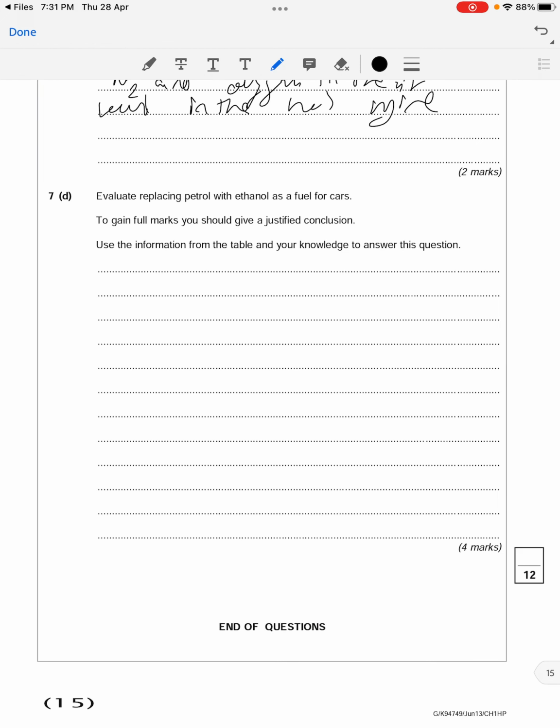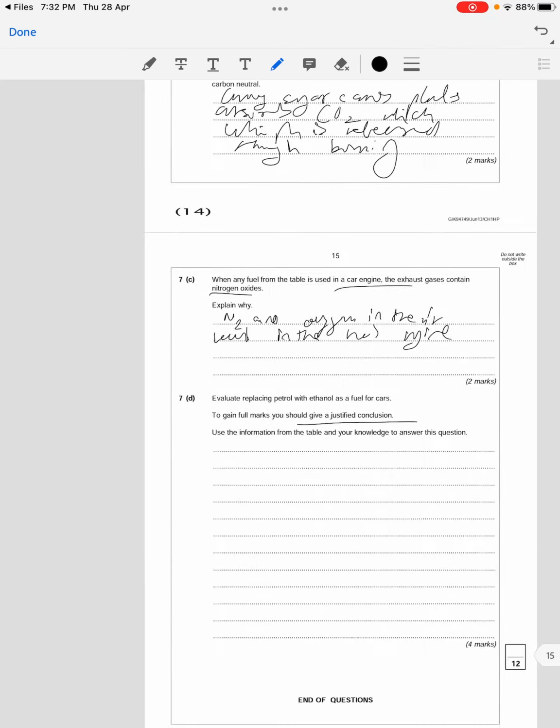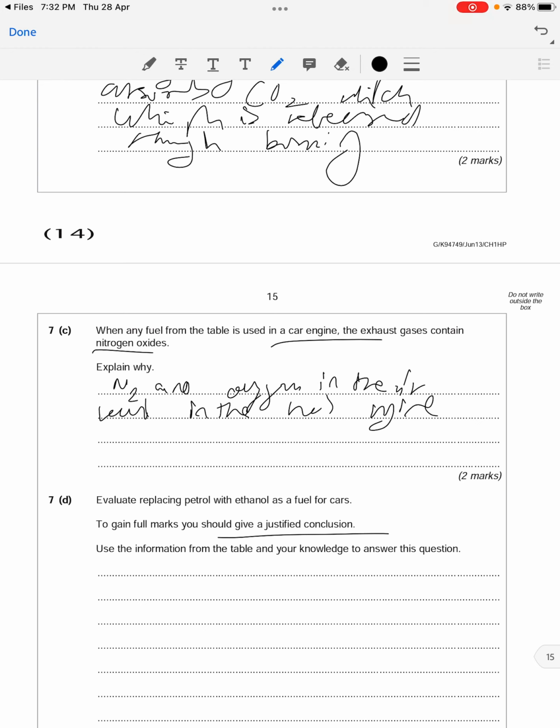Now, evaluate replacing petrol with ethanol as fuel for cars. To gain full marks, you must give a justified conclusion. In order to score the full 4 marks, remember, you have to always come up with a conclusion. You can say lastly, or in conclusion. Use information from the table and your knowledge to answer this question. Right, we have to use the table.